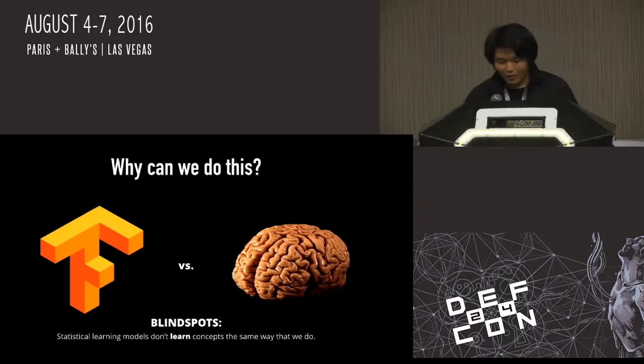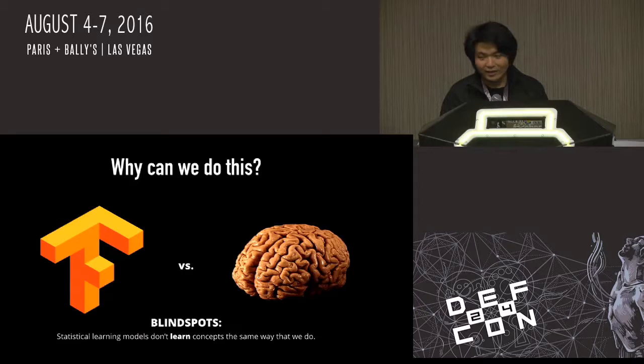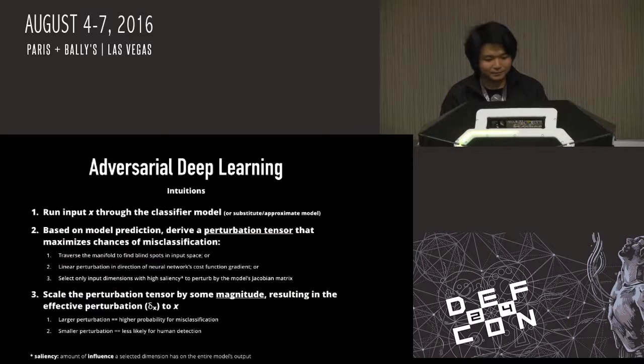So why can we do this? Basically, it's an open research problem, and not everyone in the research community agrees on why you can do this. But mainly, it's the concept of blind spots. Machine learning models learn in ways that are vastly different from how humans learn. And there's this concept of the data manifold, which is the mapping between the input and output. And there are gaps, there are pockets in the data manifold that allow you to do such things.